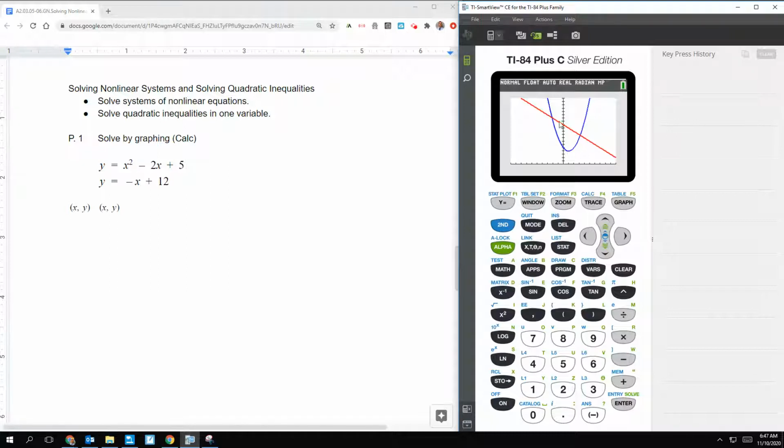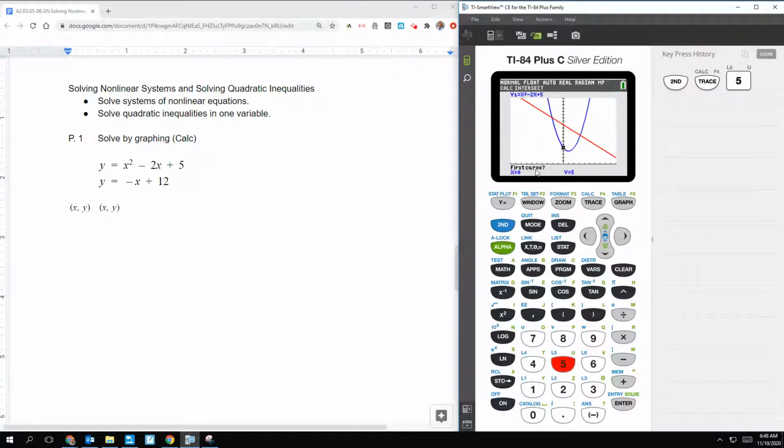So now we have the graph all set, and we can see that we have this red line crossing this blue parabola, and we want to find these two intersection points. The intersection calculation is found in the calc menu. If we hit second, because the second was blue, that is going to take us to the calculate menu. And then we want to find the intersection, which is number 5.